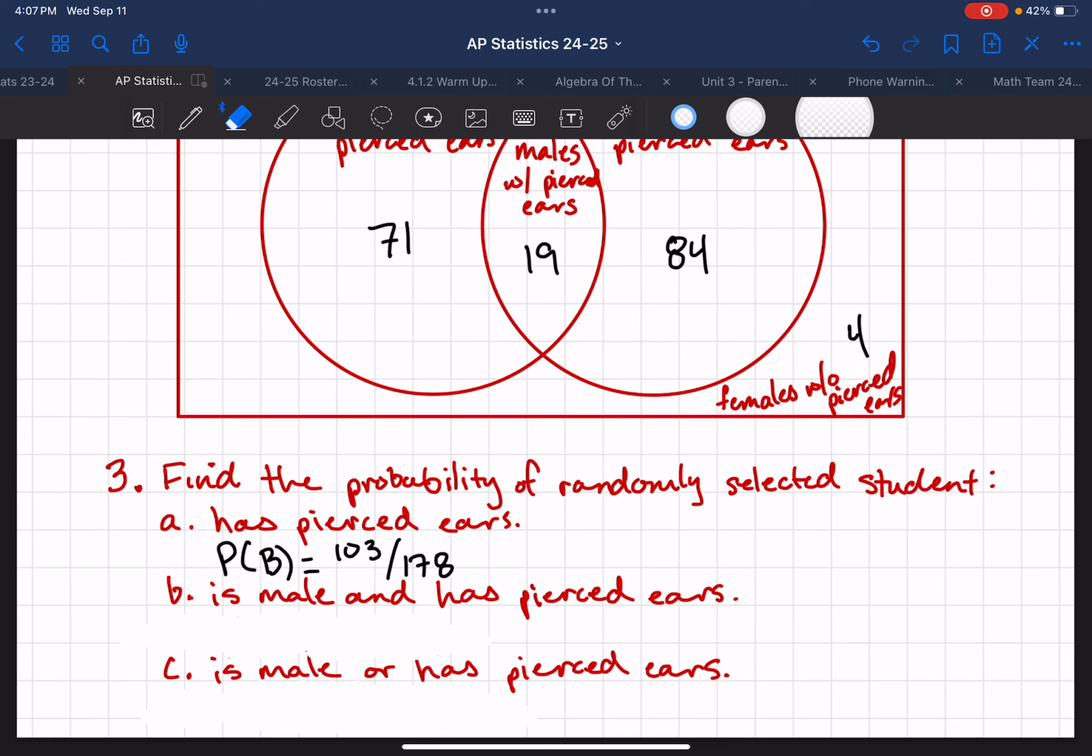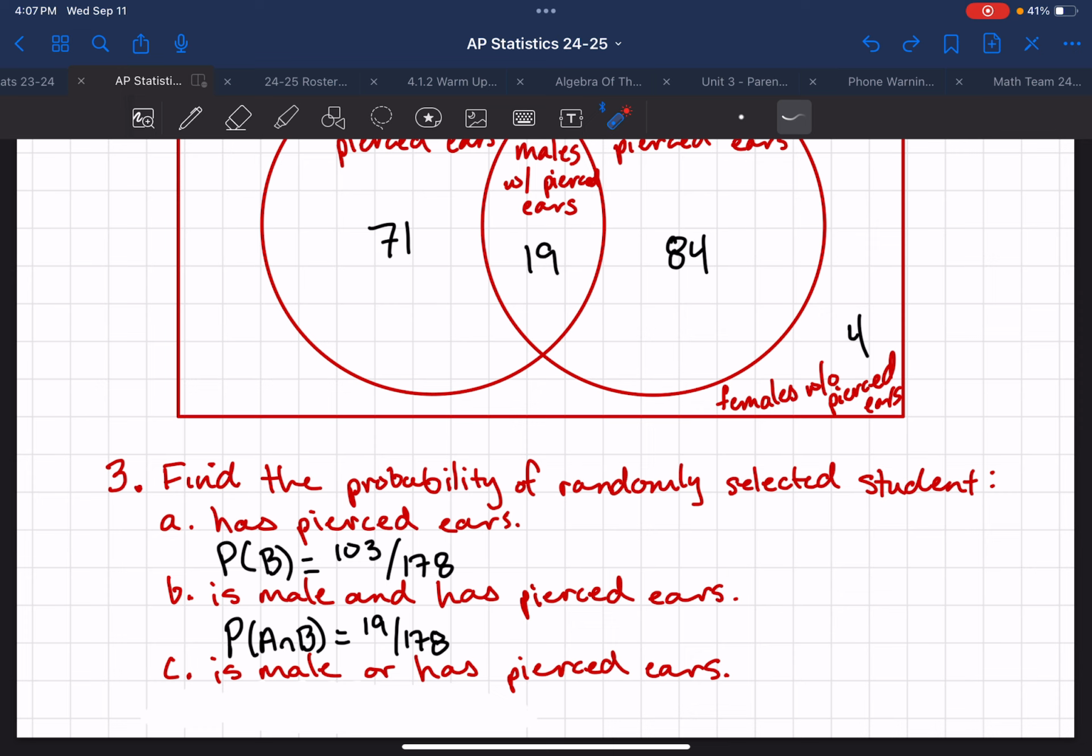All right, and with this, I include the symbology because has pierced ears, well, that's just P of B, and there's a total of 103 people. We add all of the regions that are in B. Very similarly for B, well, that's the probability of A intersect B. You are both male and have pierced ears. There are 19 people who fit that category.